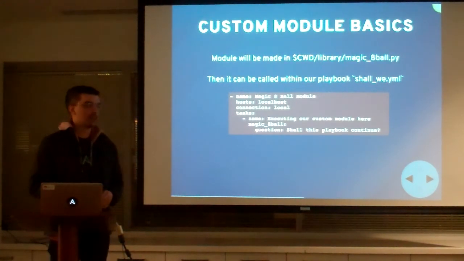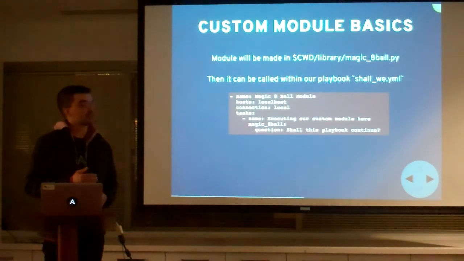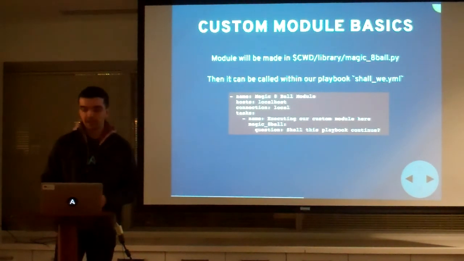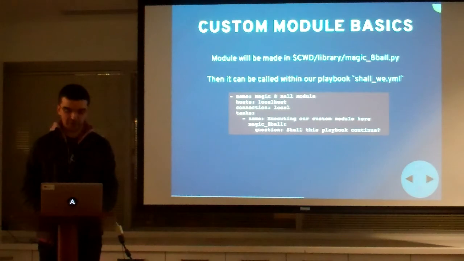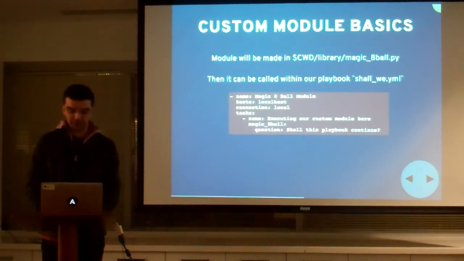And we're going to add the additional functionality that if the answer is negative, we're going to cause the playbook to fail. We only want it to succeed if the Magic 8-Ball response is positive. And this should give us a pretty good overview of how you make your own custom module.